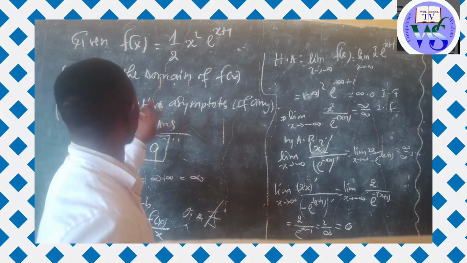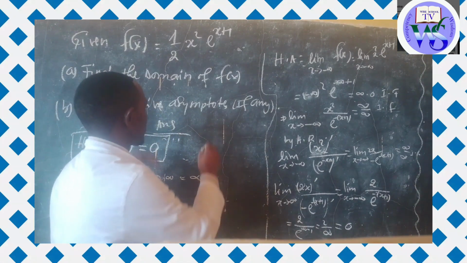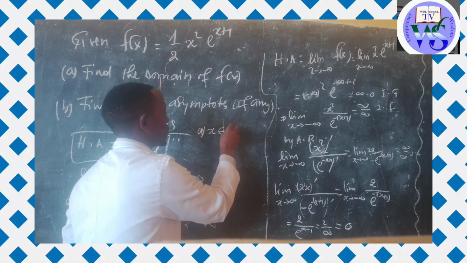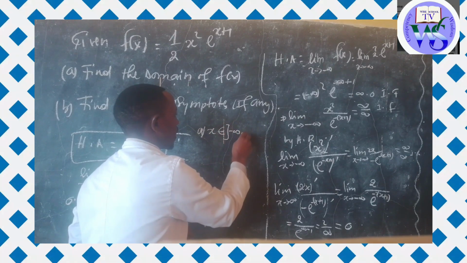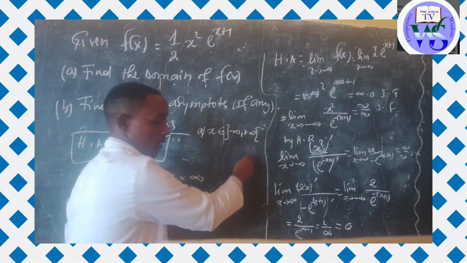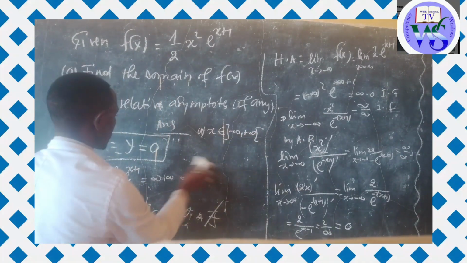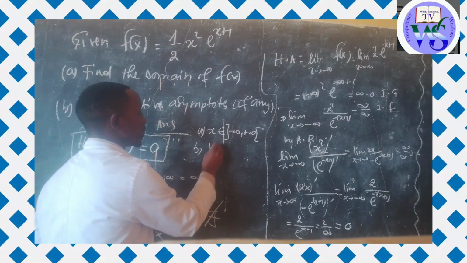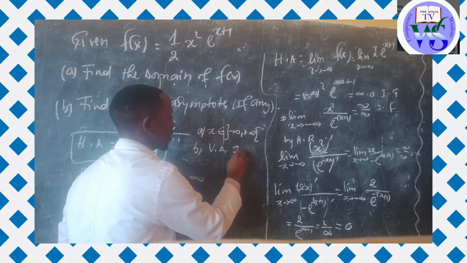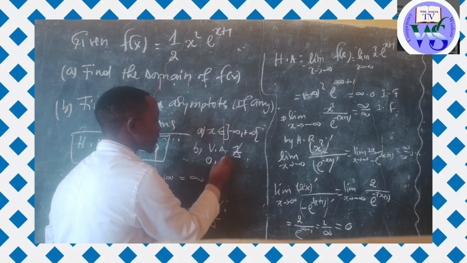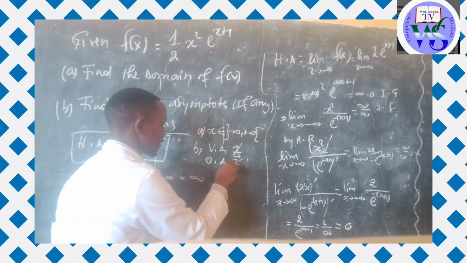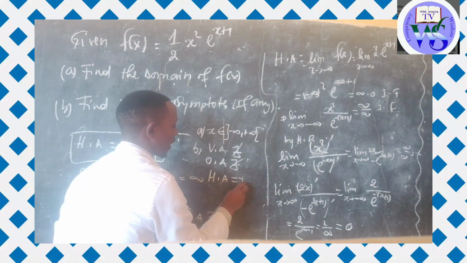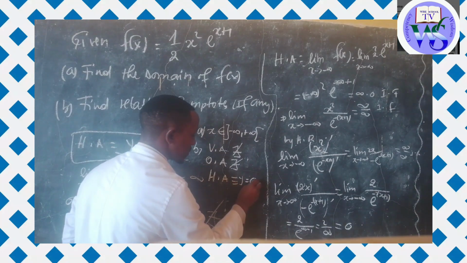It means that for A, the domain of the function is x located between minus infinity up to plus infinity. For B, the vertical asymptote does not exist. The oblique asymptote does not exist. The horizontal asymptote is y equal to 0.